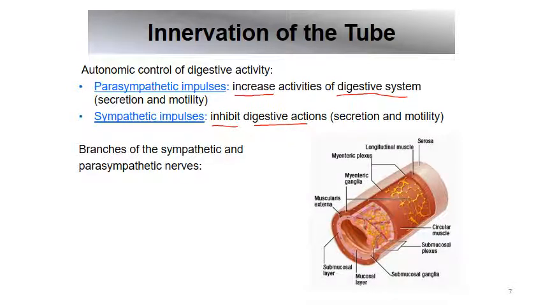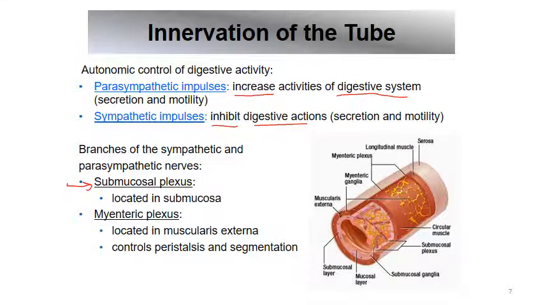The branches of these nerves are located in the submucosal region. So this is that layer. So there's the submucosal plexus. Know that nerves are located in there. And there's also the myenteric plexus that contains these nerves. And know that these nerves are located in the muscularis externa.